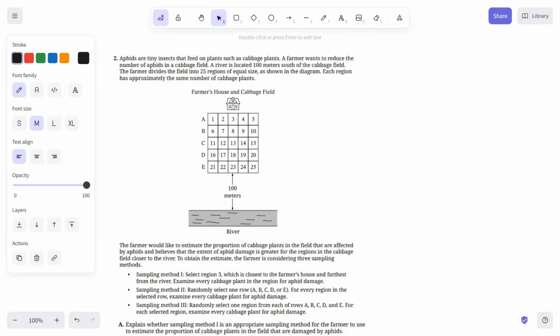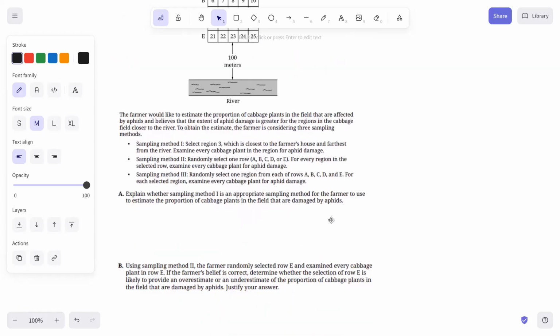Question number 2. This was a solid question on sampling methods. Here's where a farmer wants to estimate the proportion of cabbage plants damaged by aphids. In part A, this challenged you to critique method 1 of the sampling method. B made you consider bias in selecting row E, which was closest to the river. And part C asked for a description of how to implement a stratified type sample. So here we go with the solution.